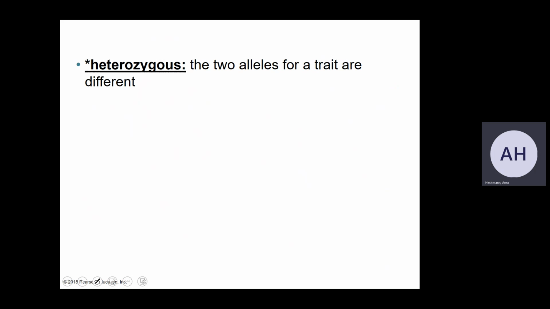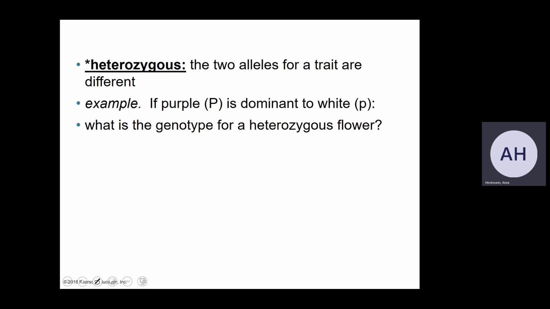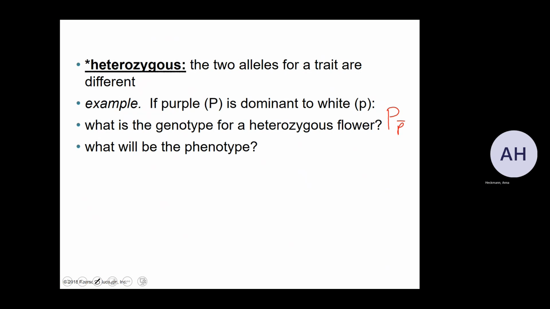Heterozygous means that the two alleles for a trait are different. If you get different alleles from each parent, we say you are heterozygous for that trait. So if purple is dominant to white, the genotype for a heterozygous flower is going to be having one dominant and one recessive allele. The phenotype is the physical result. And so we know that it's going to be purple because there's a dominant allele here. So we're automatically having the dominant phenotype, which is purple.